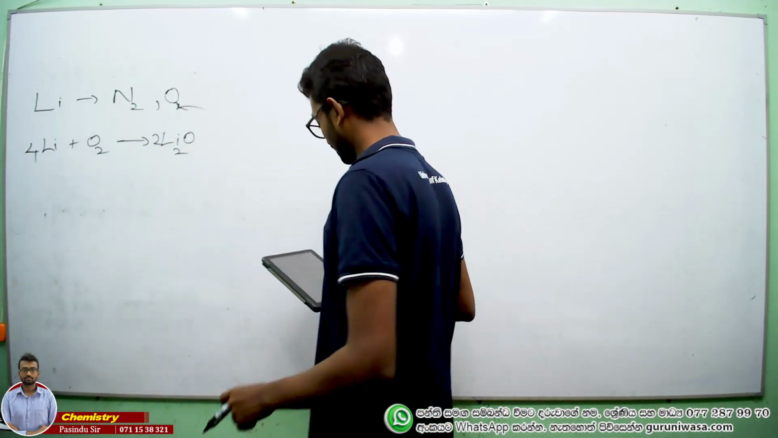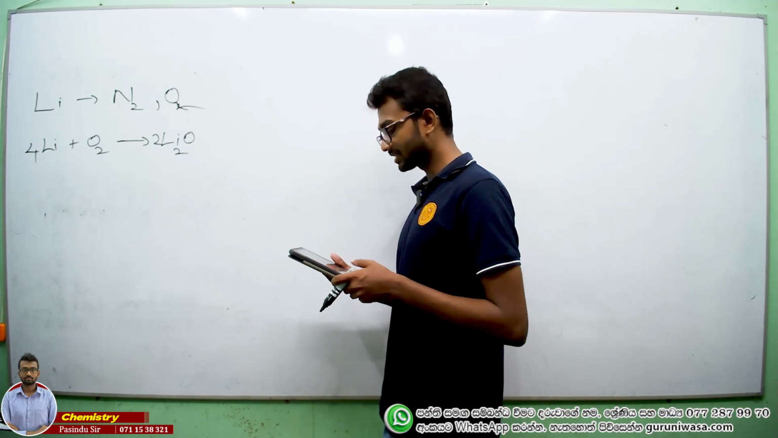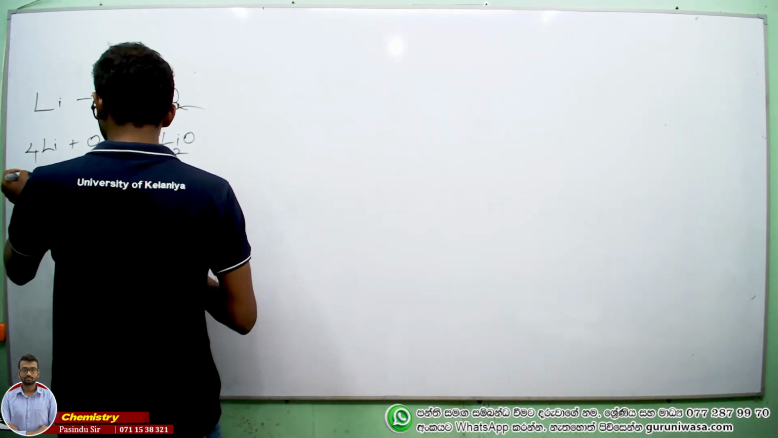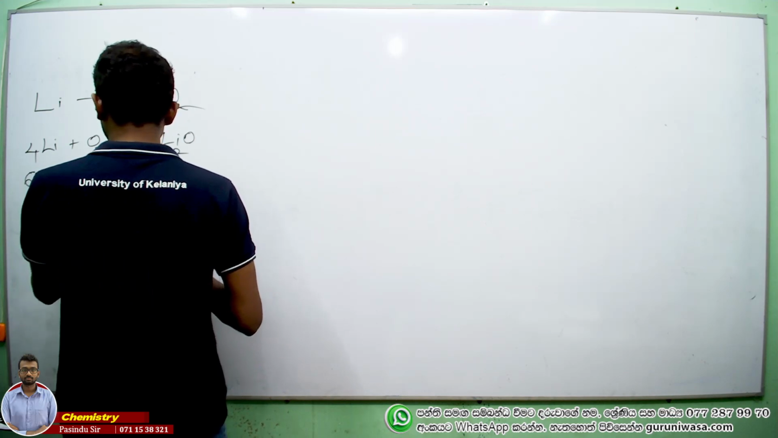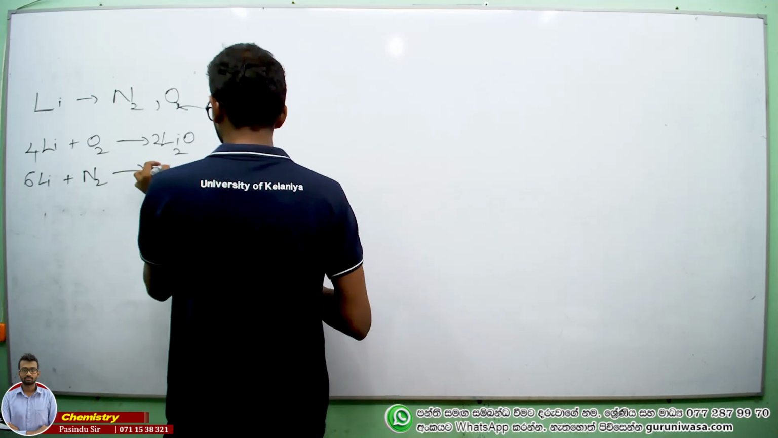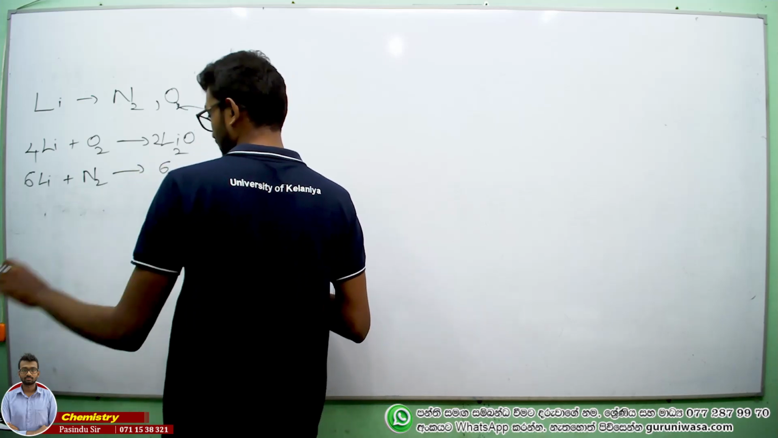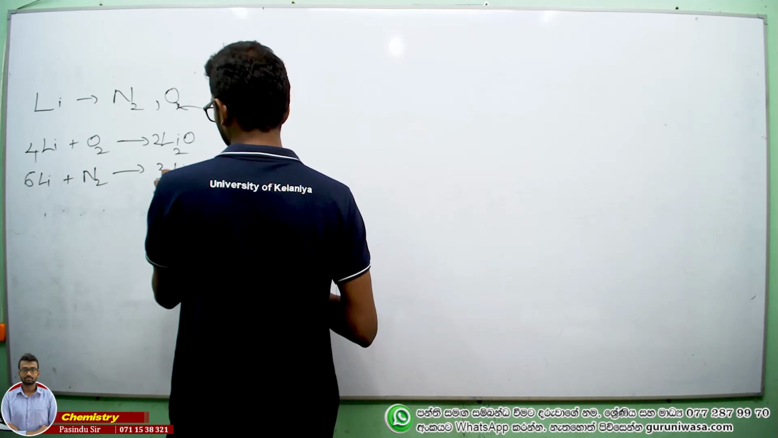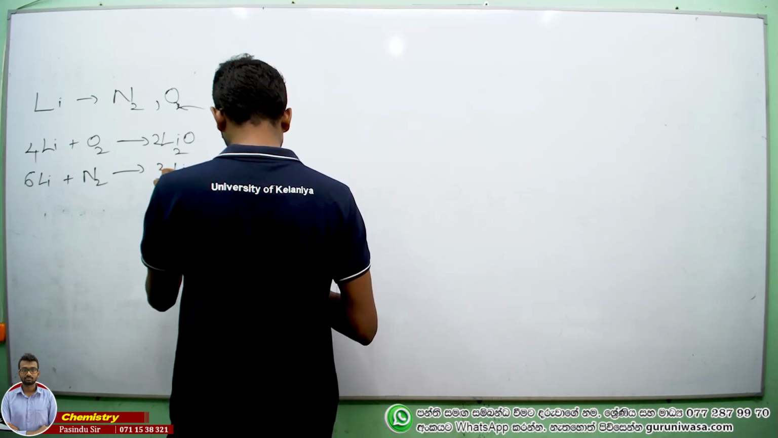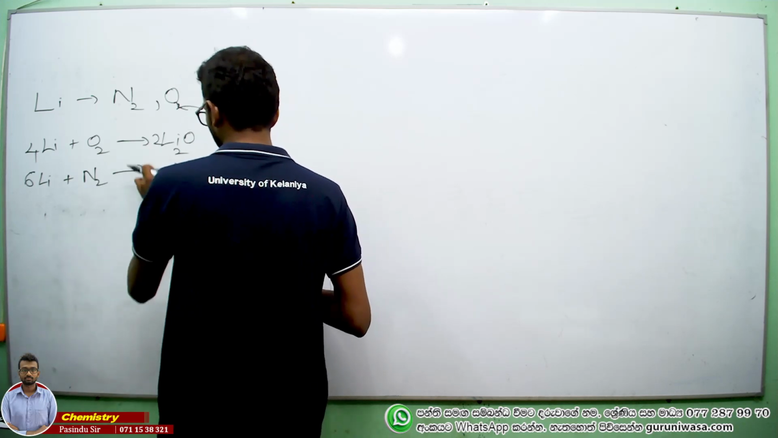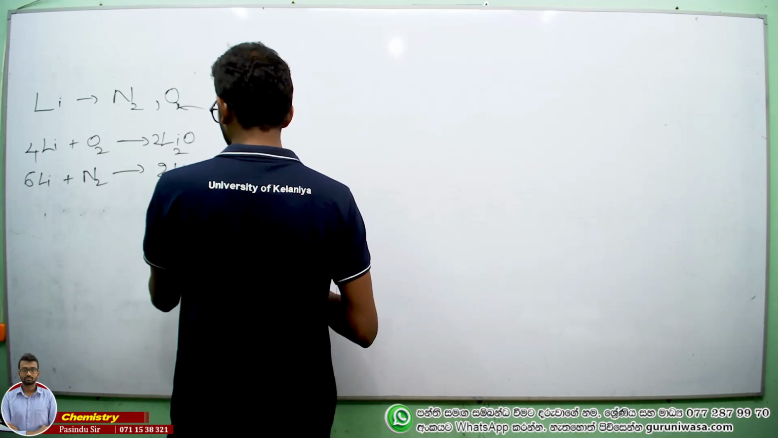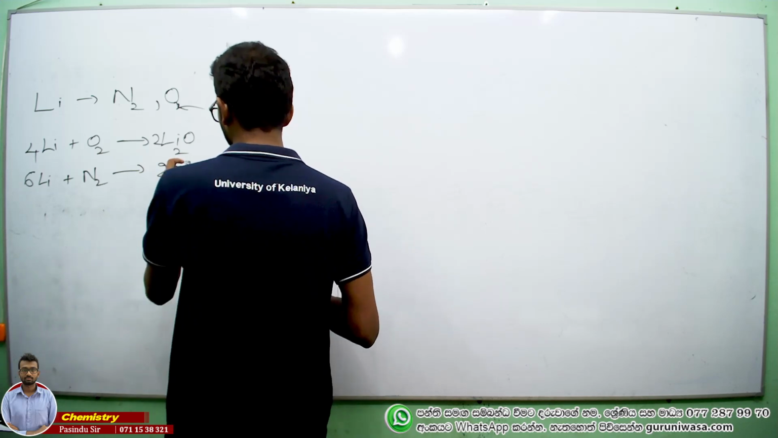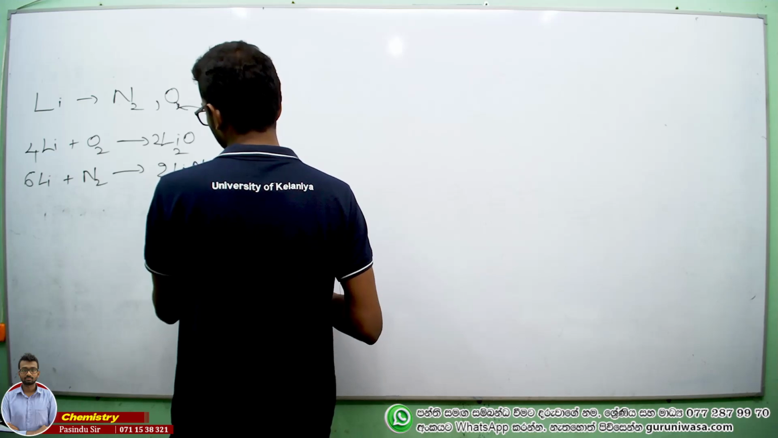Okay. How does it react with nitrogen? It reacts with nitrogen like this: 6Li plus N2 gives 2Li3N, right? That's it.